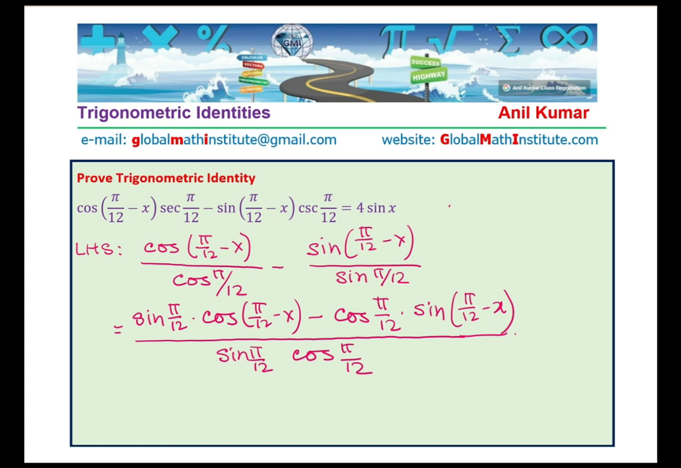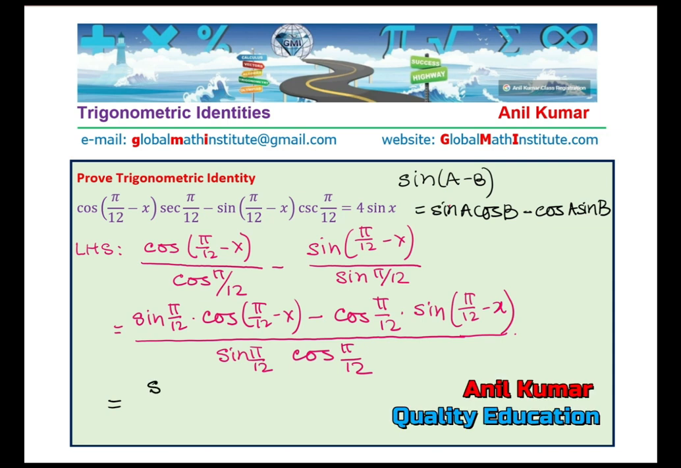Now what does that remind you of? Well, this is similar to the sine a minus b formula, right? Which basically is sine a cos b minus cos a sine b. So that is the numerator part. So we can write down the numerator as sine of (a minus b), a being pi by 12 and b being pi by 12 minus x, right? So it becomes sine of pi by 12 minus (pi by 12 minus x), correct?